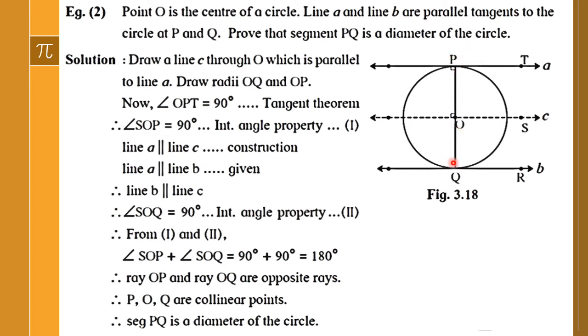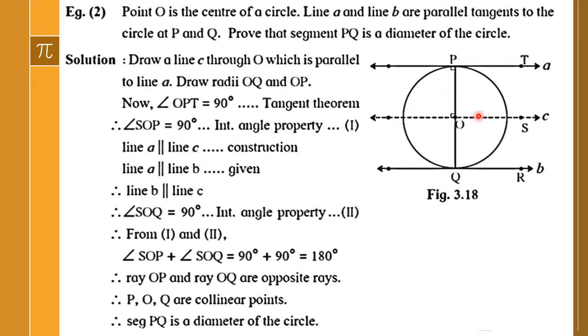Now angle OPT is 90 degrees. Why is angle OPT 90 degrees? Since the radius is perpendicular to the tangent by the tangent theorem. So by the tangent theorem, angle OPT is 90 degrees. Similarly, angle SOP is also 90 degrees.